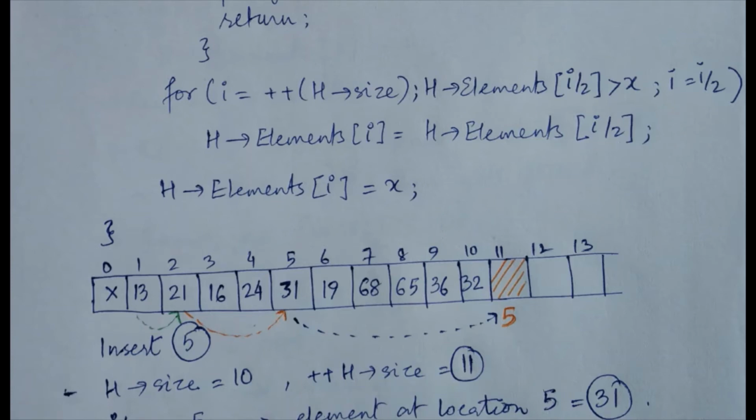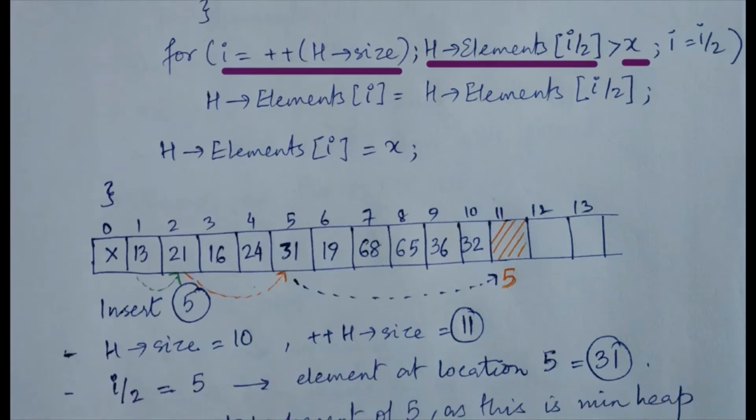Our next entry is going to be at size plus 1. So I initialize I to size plus 1. And then I check. I'm not inserting 5 anywhere. I am checking if 5 is less than the element present at location I by 2. What is I? I is 11. I by 2 is 5. The parent of location 11 is 5.